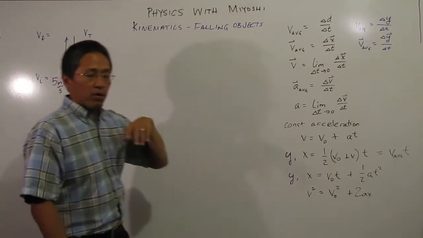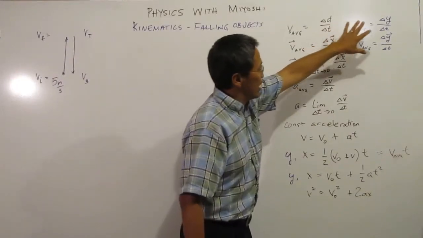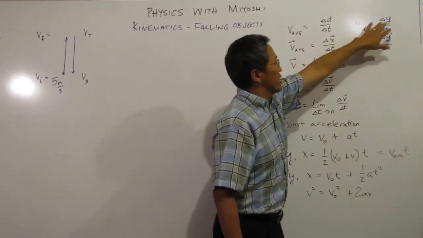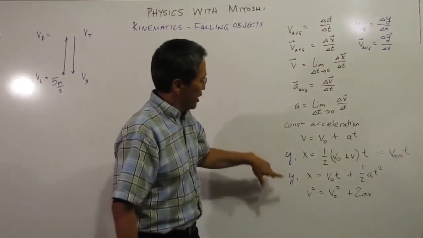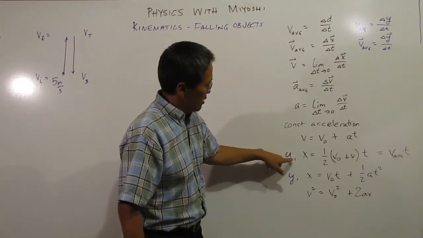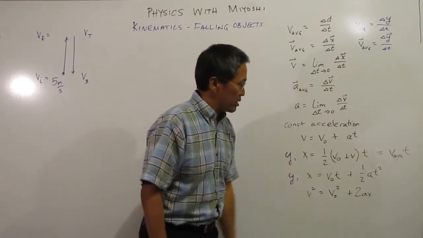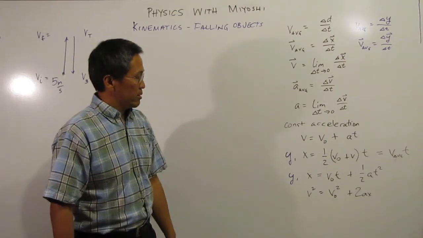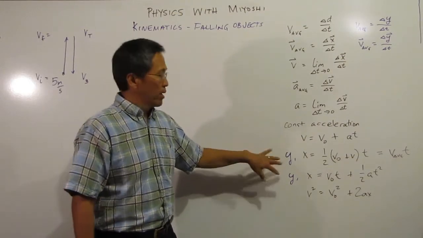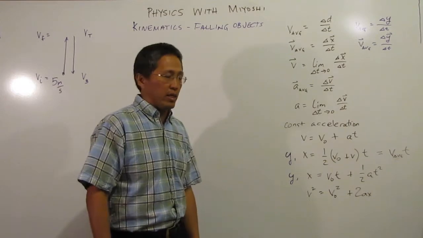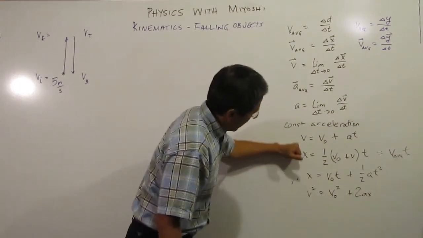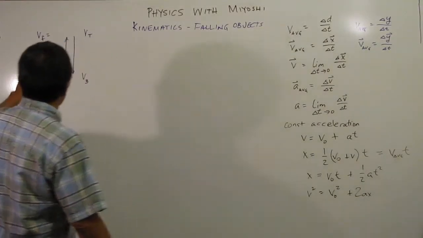The other thing I want to point out is over here, if you see these equations, I changed these to have delta y's in them. I put a little comma there. These could be y's in these equations, as well as x's. So whatever dimension we happen to be working in, they can be there. So let's look at this though.